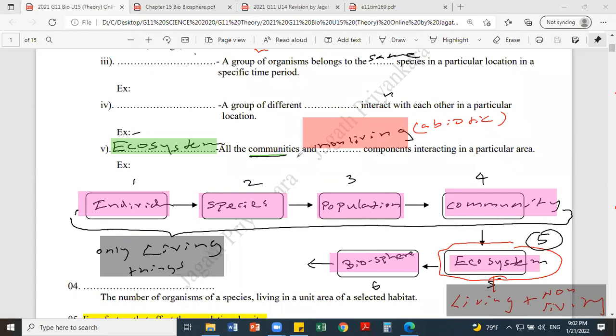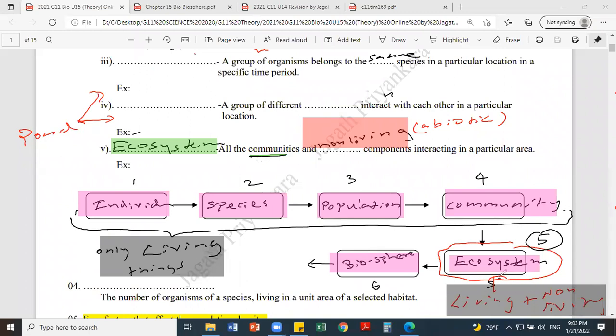All the communities and non-living components. For example, a pond can also be considered as an ecosystem. In a pond, if you consider only living things, there is a community of fish, community of tadpoles, community of worms, community of algae, like that. But they cannot live without water. They cannot live without oxygen in the pond. Then what happened? Interaction with the non-living environment there. So when all the populations interact with the non-living environment, that is called an ecosystem. That means all the populations in an area with the non-living environment.